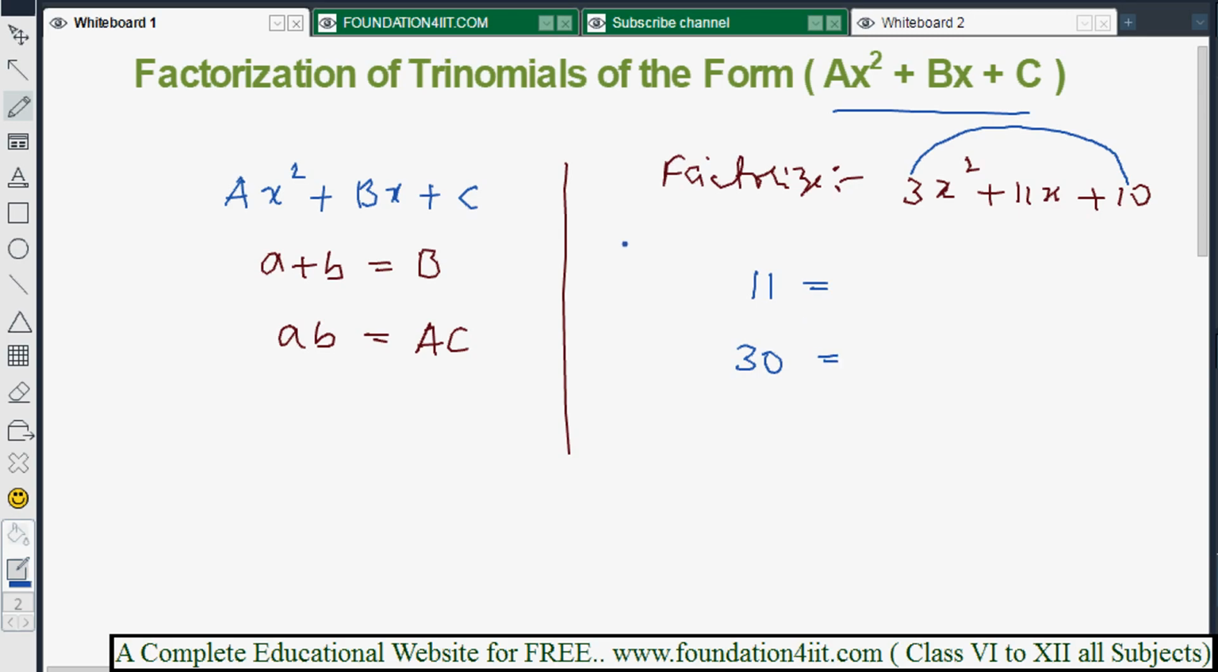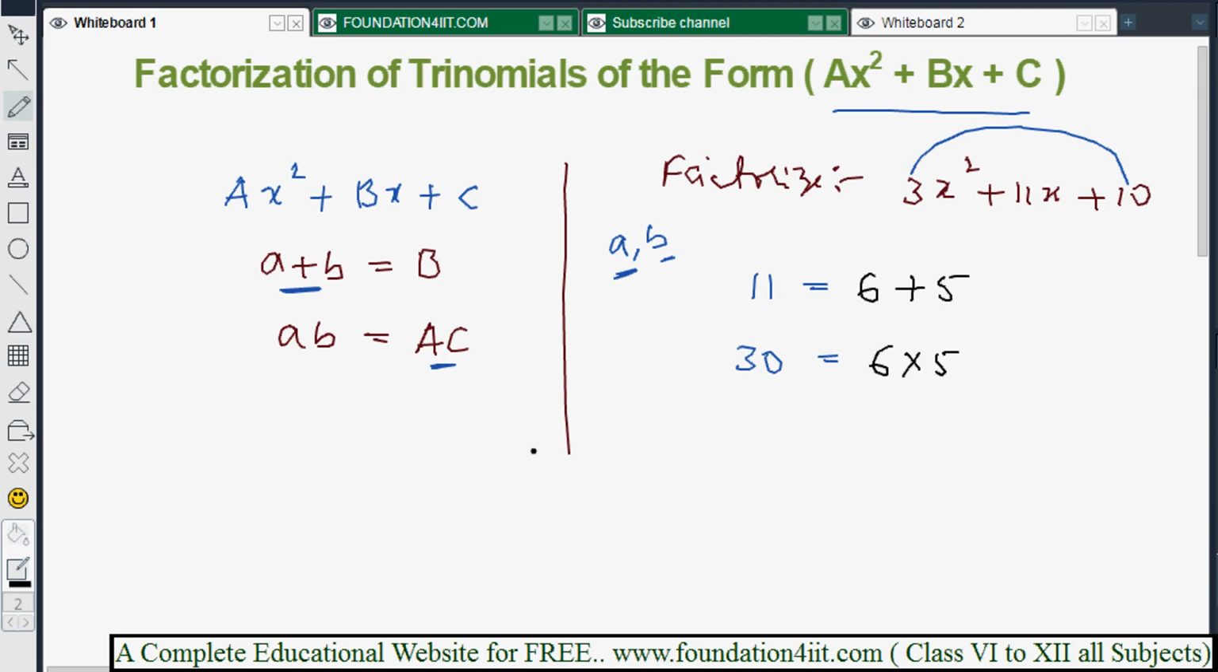Now I should find two numbers whose sum is 11 and whose product is 30, because a into c is 3 into 10. Just to find the numbers, if you apply the rule, 6 plus 5 is 11, and 6 into 5 is 30. The sum should be 11 and the product should be 30. This is the first step. That means 11 I should split into 6 and 5.